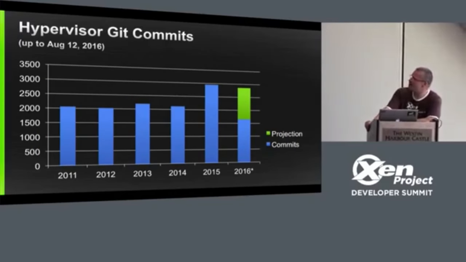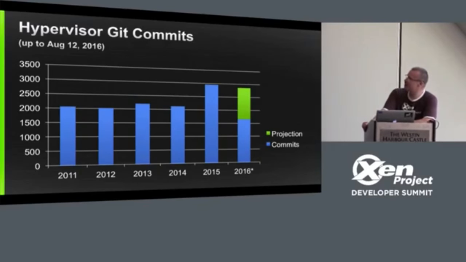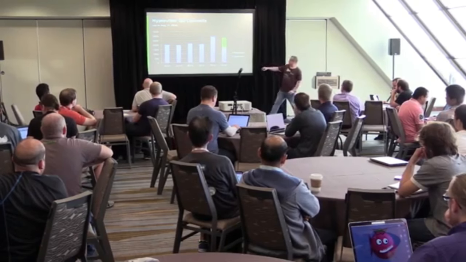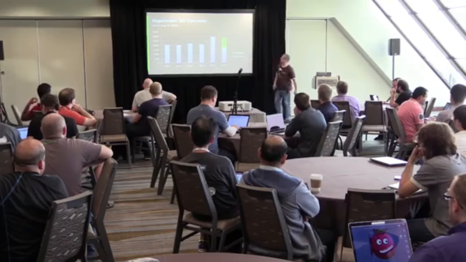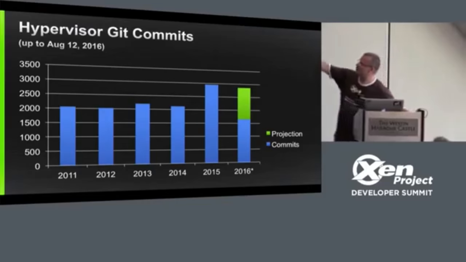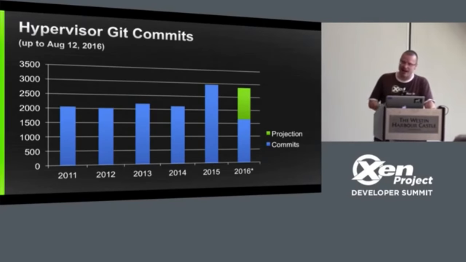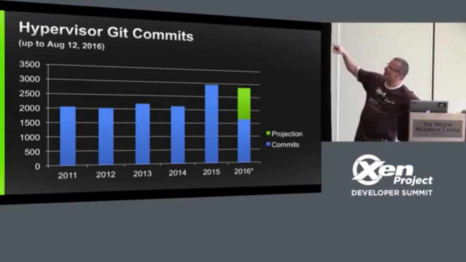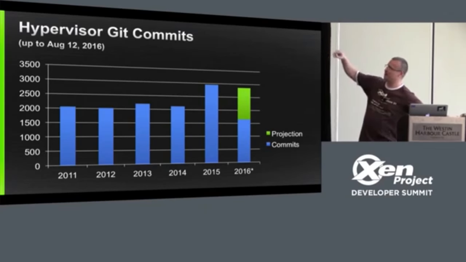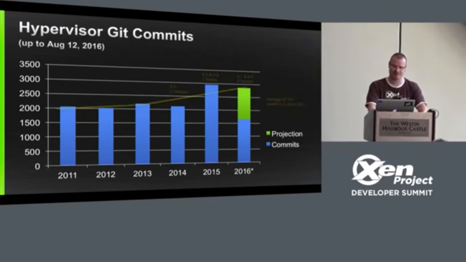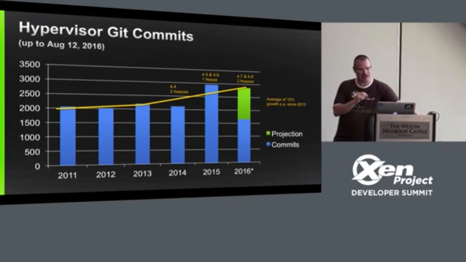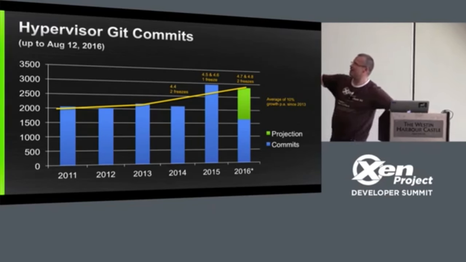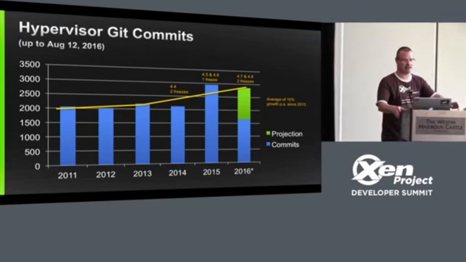This is what the Hypervisor commits look like. This is just the Hypervisor, and these were the commits up to basically the beginning of August, and the green bit is a little bit of a projection. What's actually interesting about this is, I was asking myself, why do we have this strange step curve in there? And what is really happening is that the amount of code freeze periods really affects how many changes we can take in, right?